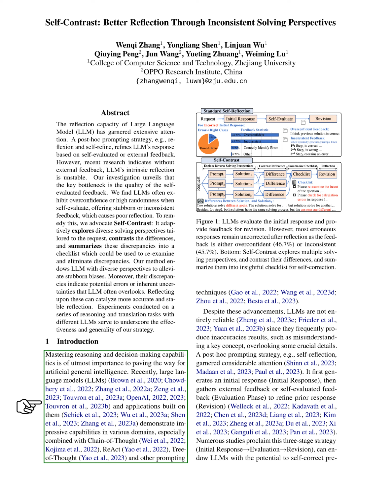However, these models are not entirely reliable as they often produce inaccurate results, such as misunderstanding a key concept or missing important details. A popular strategy to address these inaccuracies is post hoc prompting, which involves generating an initial response, gathering feedback, and then refining the response. This three-step process has been hailed as a way for LLMs to self-correct their previous imperfect responses.